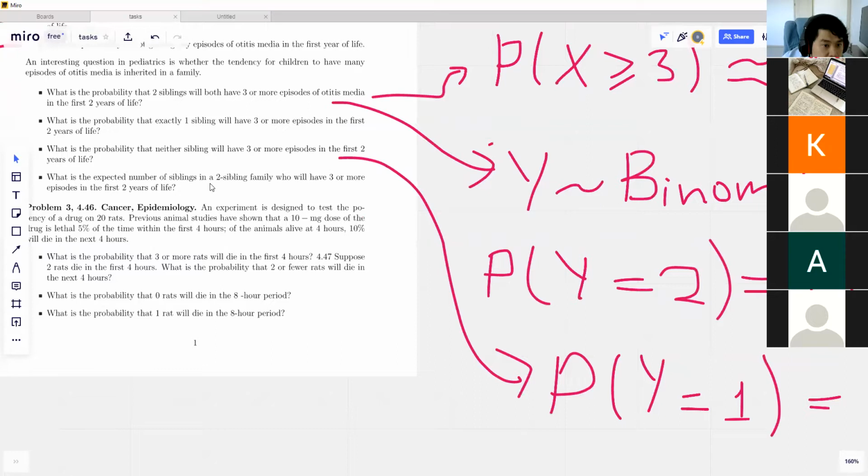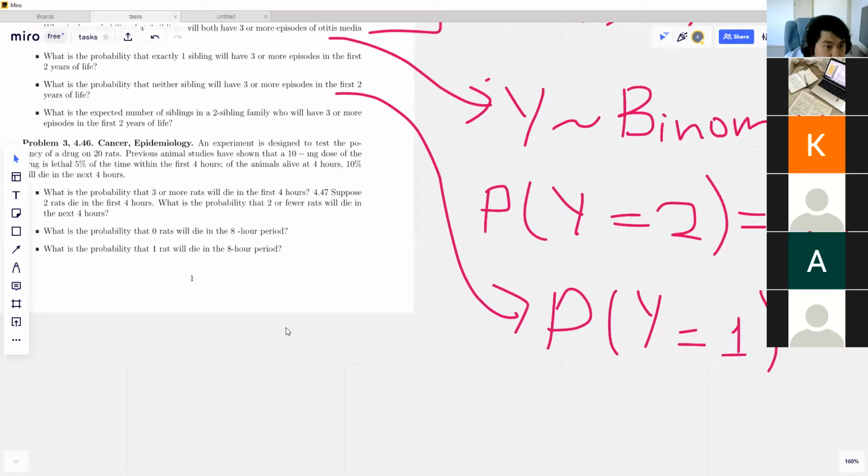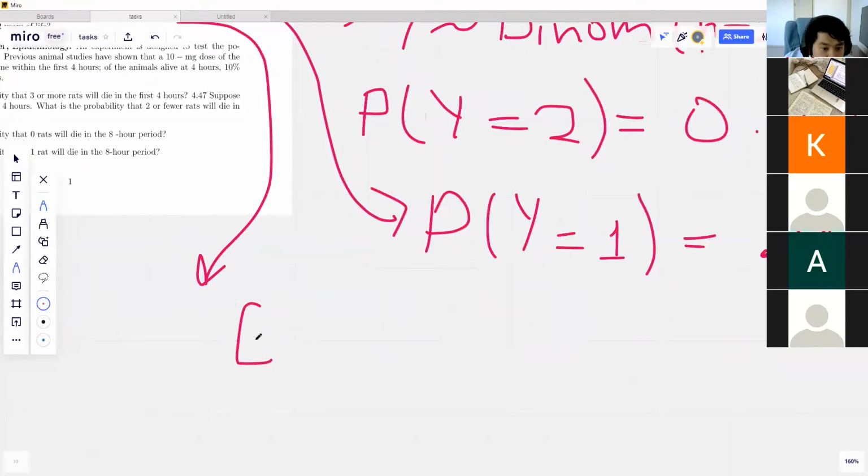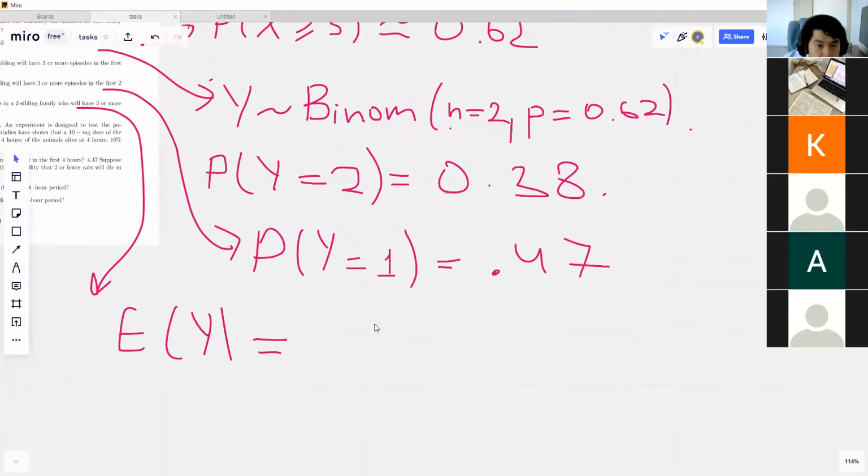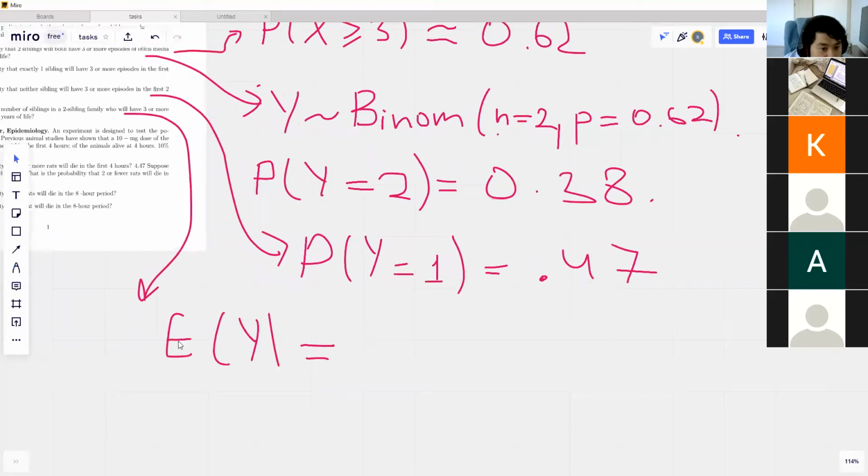What is the expected number of siblings in a 2-sibling family who will have 3 or more episodes in the first year? Okay, number of siblings. So we need to find the expected value of random variable Y. Who remembers what was the formula for the expected value of a binomial random variable with parameters n and p? It's not the distribution function, not the PMF of binomial. Expected value is np. Yes, absolutely right. So np.